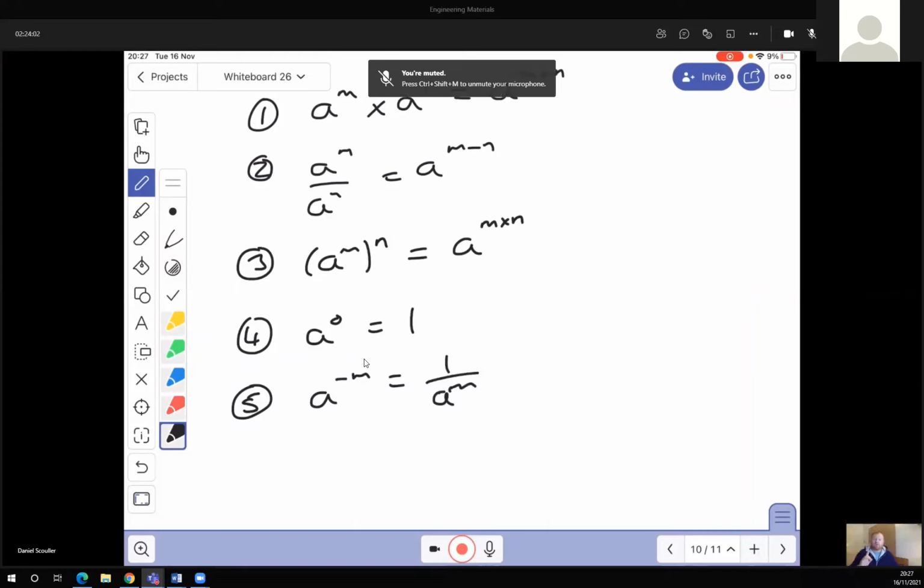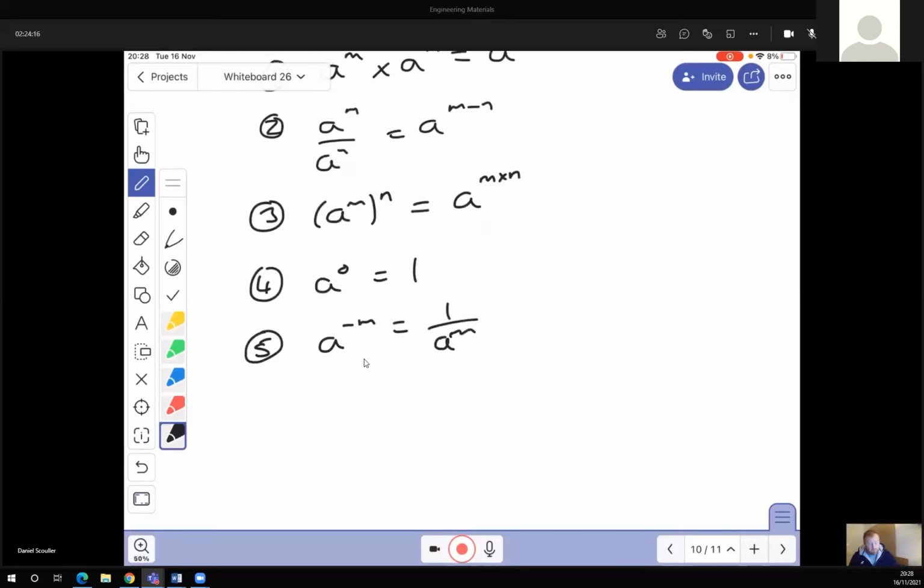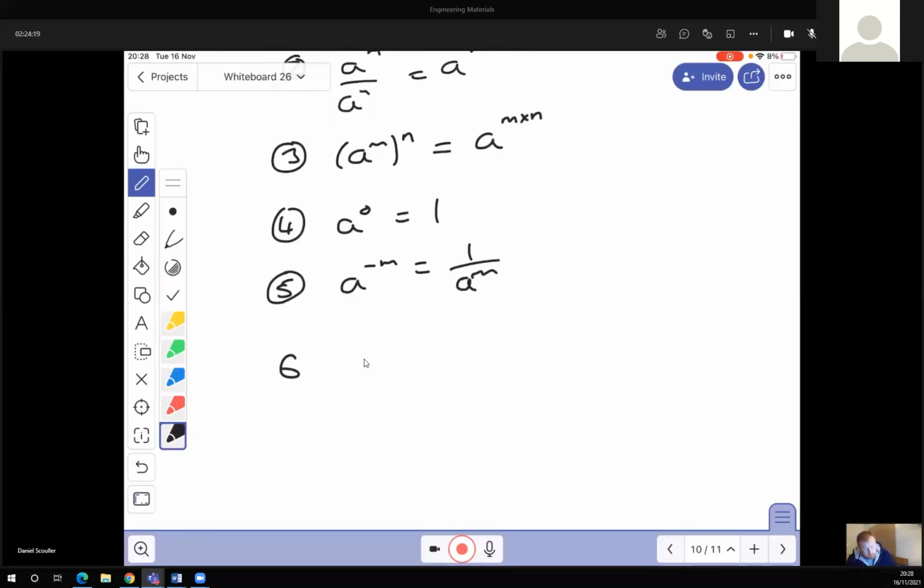There's one more rule of indices that stands out, but it pulls back into the surds. So it might be a good idea just to look back at the surds, just to familiarise yourself, and then look at this one. This one ties it together. So the 6th rule of indices is a, and if we've got a fraction, we can write that like that. Okay, so that looks quite complicated.